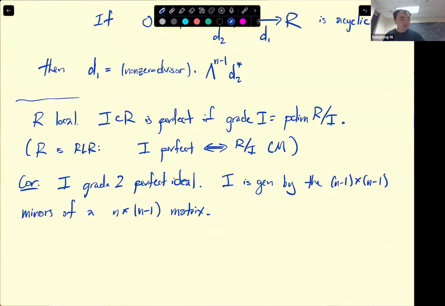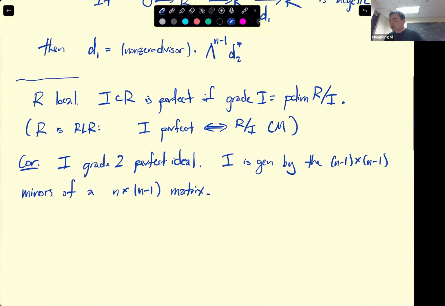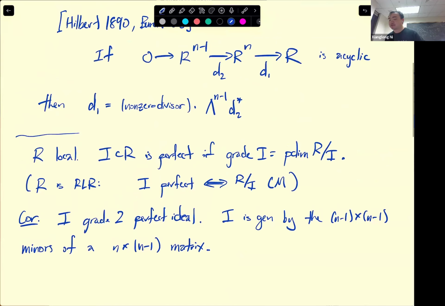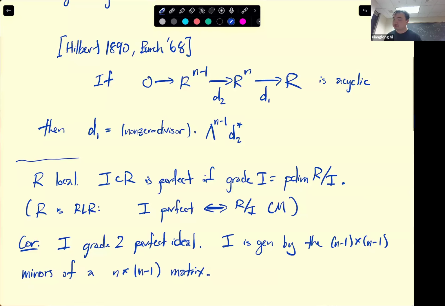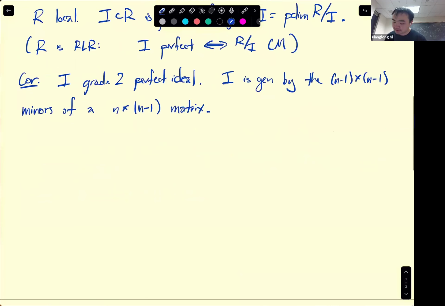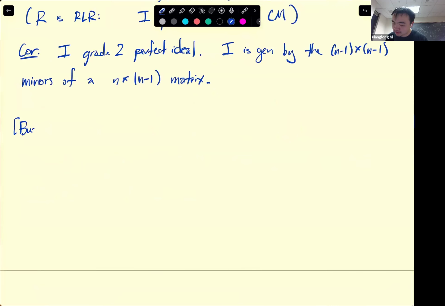Okay, so the next thing I want to mention is a generalization of the Hilbert-Birch theorem, and this is the first structure theorem of Buchsbaum and Eisenbud, in 1974. So this is a structure theorem for finite free resolutions.